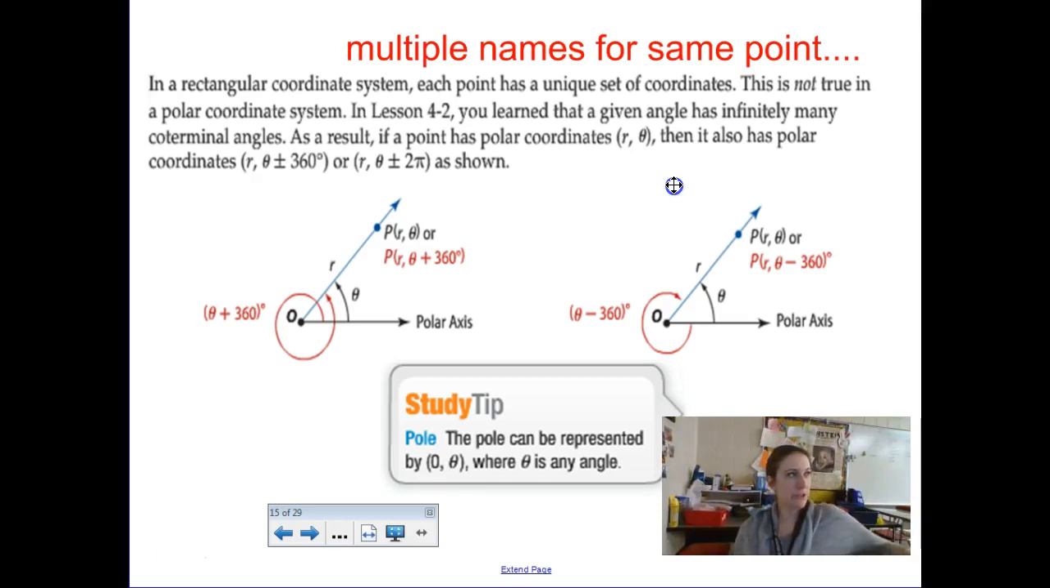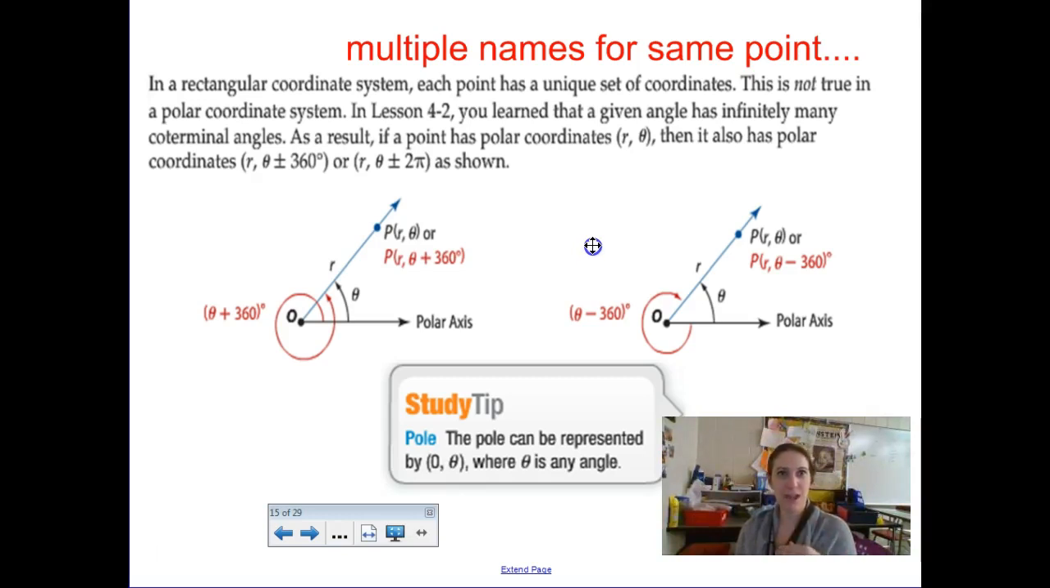So we referred earlier about how the same point can be named multiple different ways. So that's kind of irritating because you can do all the coterminal business where you add and subtract 360 or 2 pi if it's radians. But that negative r value goes the other direction along the terminal side.